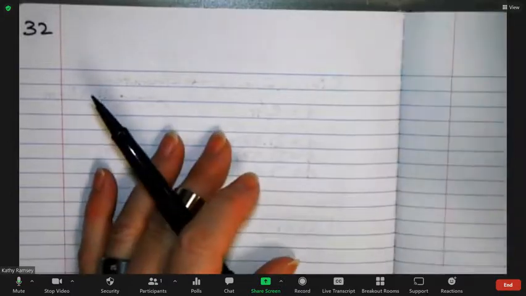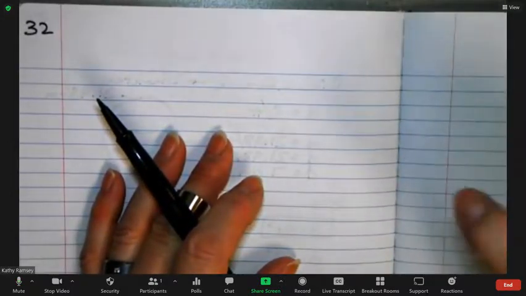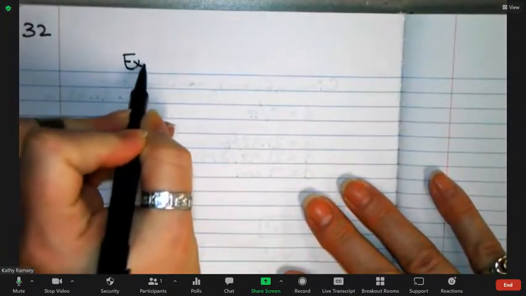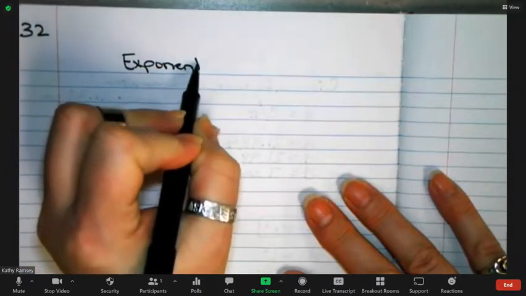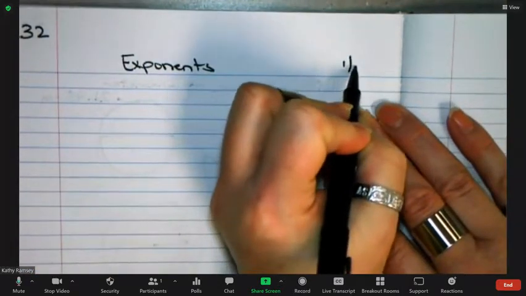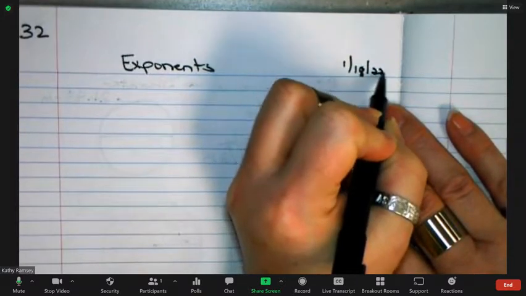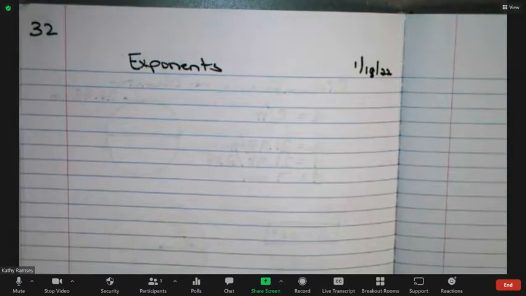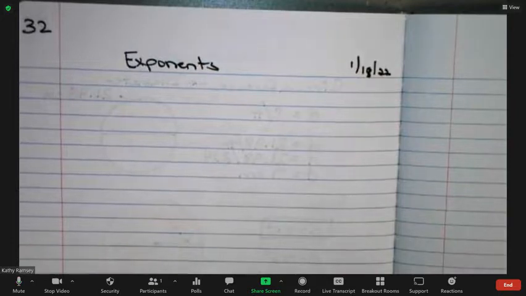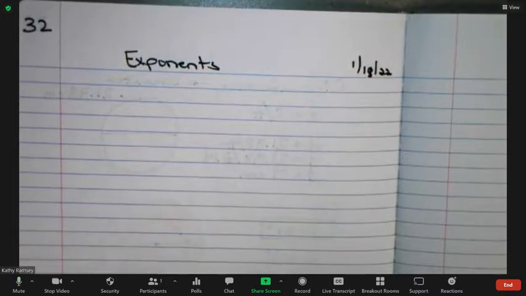So here we go. I'm doing notes on the left side because our assignment today is going to be on the right side. So title again, exponents, and it's 11822. I'm hoping you know some of the things about exponents. I don't expect you to know everything. We did go over a little bit of this, but not a lot.